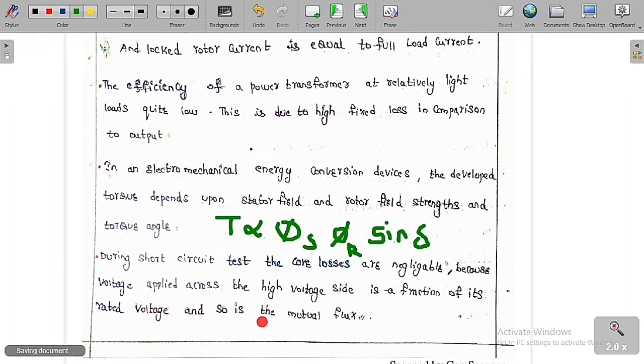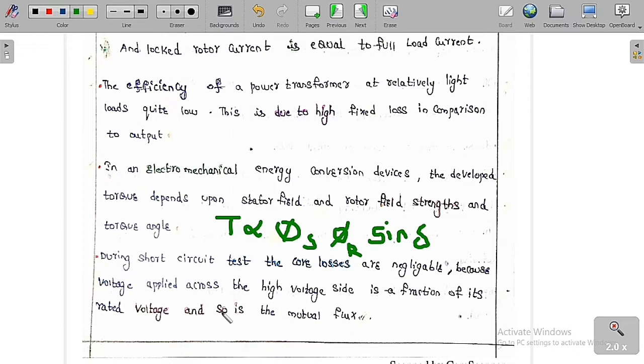So this is the mutual flux. I've already told you that important point. During the short circuit test of a transformer, the losses are nearly equal to copper losses, but not core losses, because in a short circuit test we give supply to the HV winding and short circuit the LV winding. In the HV winding the voltage is high and the rated current is very less here. Therefore, we give supply to the HV winding and short circuit the LV winding.